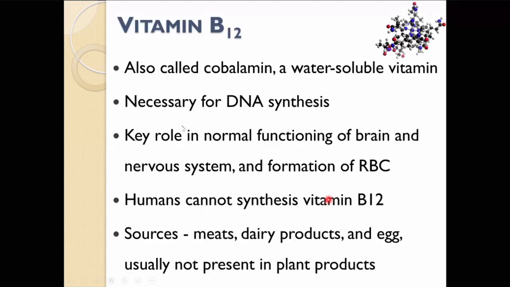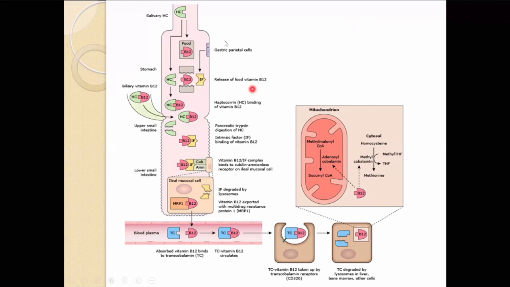It's a water-soluble vitamin that's involved in DNA synthesis. It's important for the functioning of the nervous system and formation of red blood cells. We can't synthesize vitamin B12, and mainly animal sources are the dietary source of vitamin B12. So you get vitamin B12 from food, and the gastric parietal cells secrete intrinsic factor, and you have this carrier protein to which it's bound, right?